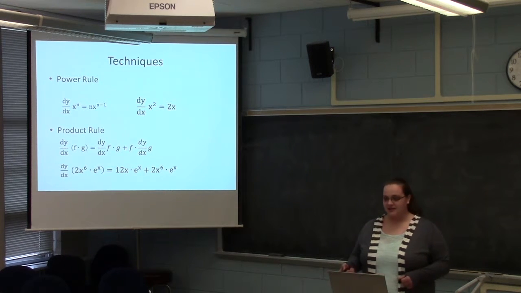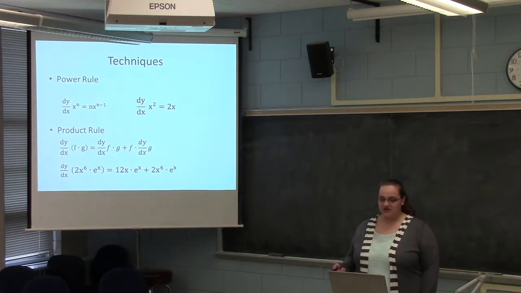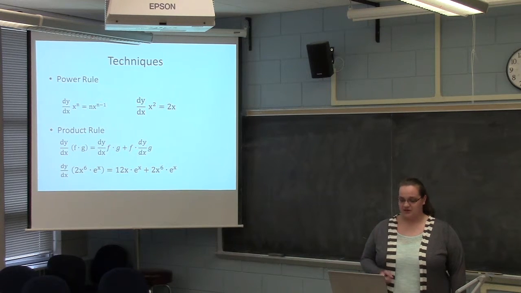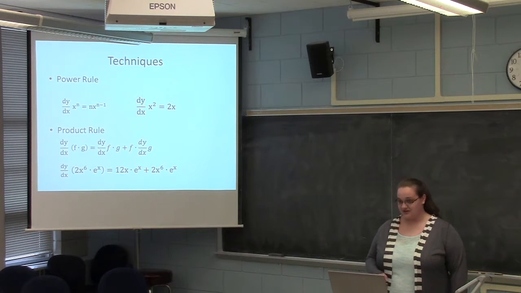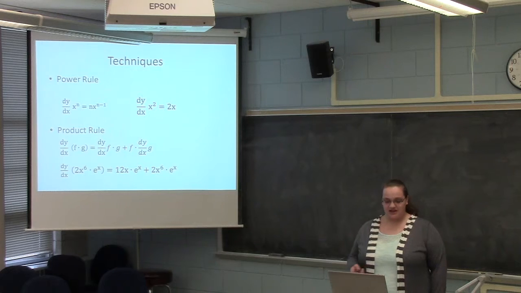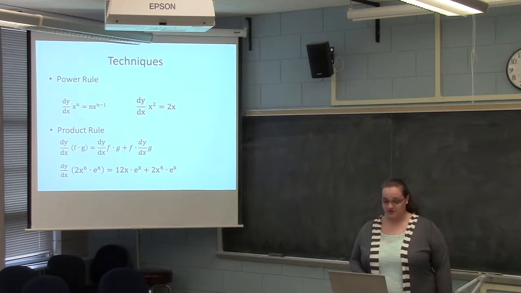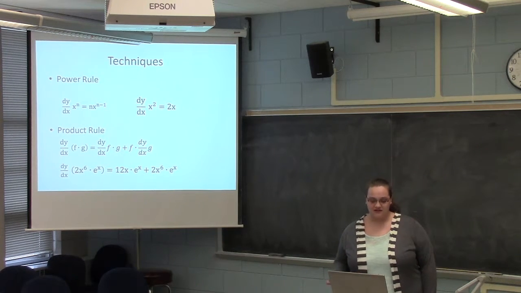And so in this example, you have 2x to the 6 times e to the x. So then for the first half of it, you would take the derivative of the first function, which you would get 12x to the 5 when you bring the 6 down times the 2 and times x to the 5. And then you multiply that times the second function, which is just e to the x. And then you add the original first function, leave it alone, and then times the derivative of the second function, which is just e to the x again.